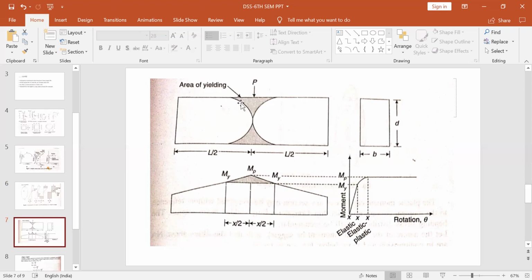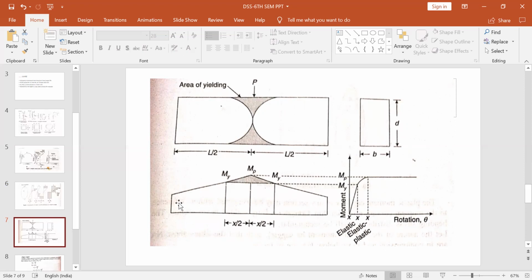Okay. So up to this much length is the area of the yielding first, and plastic moment has formed. So this length is called the length of plastic hinge, that you have to determine. What is the length of the plastic hinge?